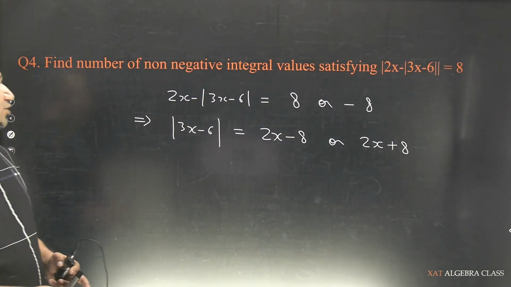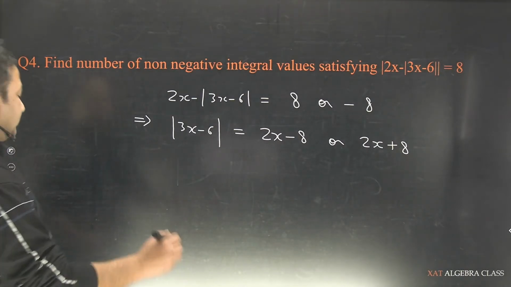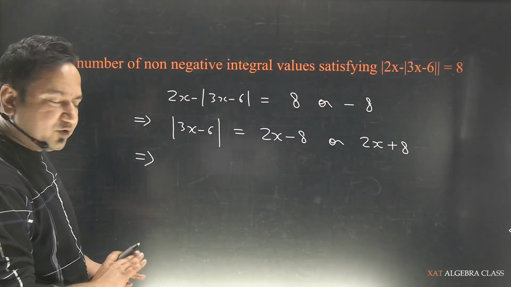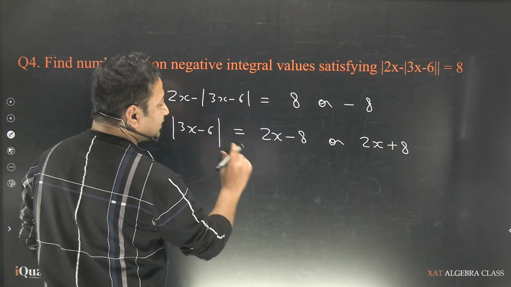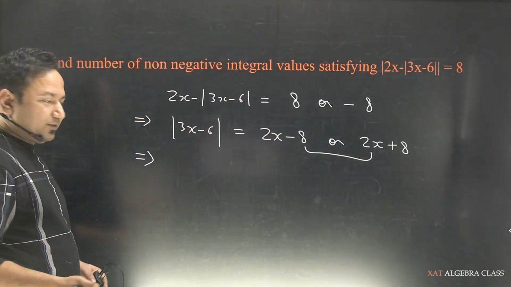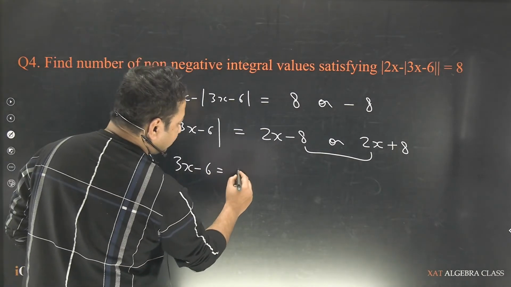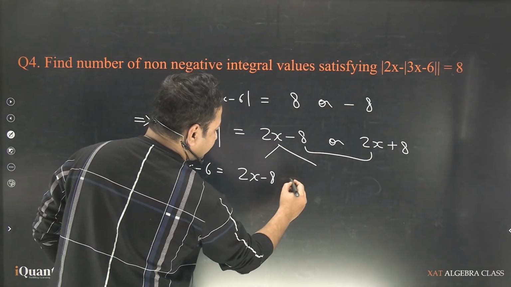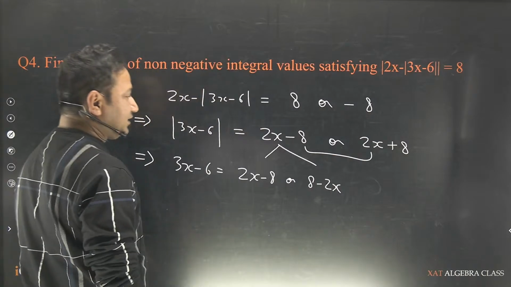Clear? This step is clear to everyone? Similarly, I need to remove this mod. When I remove this mod, what happens? When I remove the first mod, I got 2 values. When I remove the second mod, I'll get 4 values. So, 3x minus 6 would be equal to 2x minus 8. Now, we have 2 values here. Or 8 minus 2x. I hope this is clear.